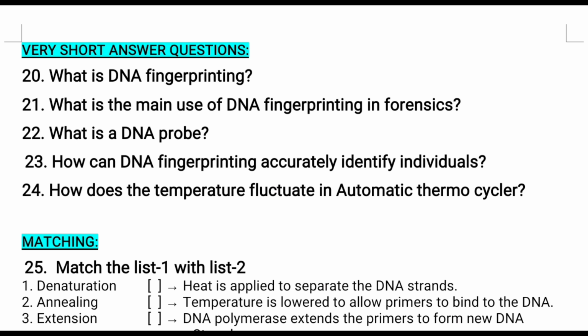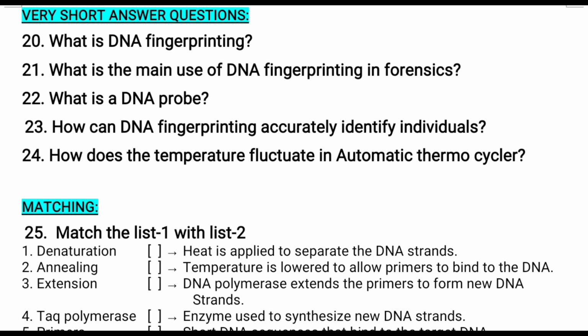They are very short answer type questions. Let's see the first question. What is DNA fingerprinting? The answer is DNA fingerprinting is a technique that is used to identify individuals based on their unique DNA patterns. Okay? So it's a technique used to identify individuals by their unique DNA patterns.